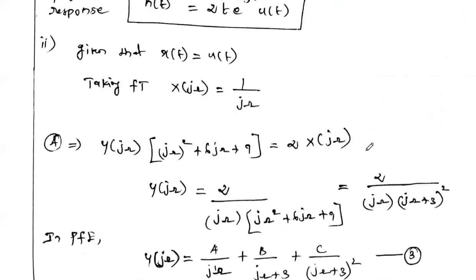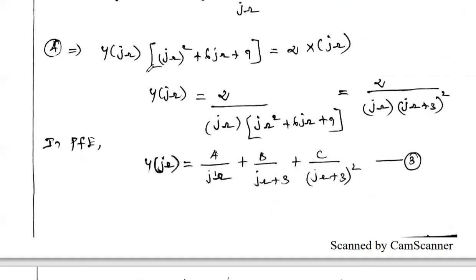So this is equation number A. In this, instead of X of j omega, we have to put 1 by j omega. So Y of j omega equals 2 divided by j omega into (j omega squared plus 6 j omega plus 9).